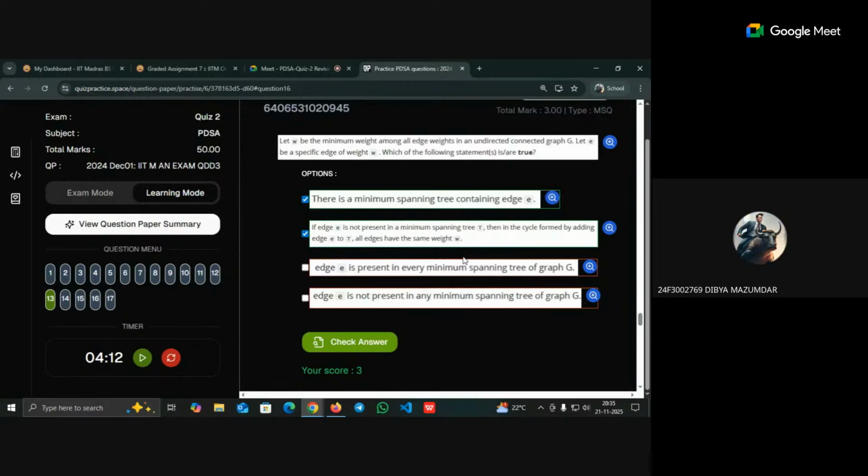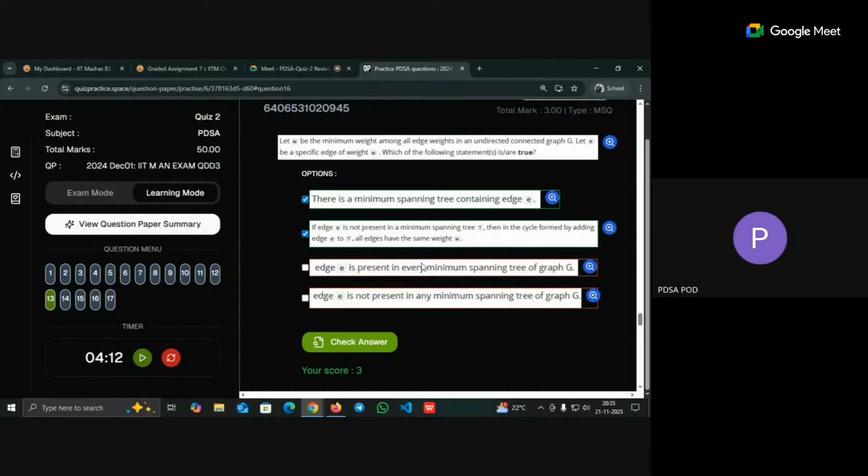Draw a triangle. So let's number this A, B, C. The E edge that we are talking about is BC, and your minimum spanning tree is formed by AB and AC. AB and AC is your minimum spanning tree. Nodes minus one, the edges are two edges. Yeah, that is your minimum spanning tree.